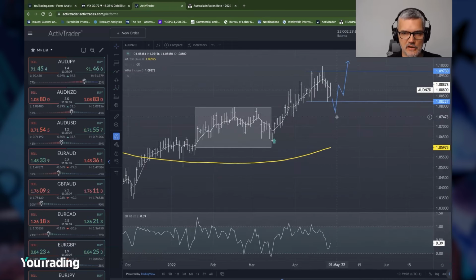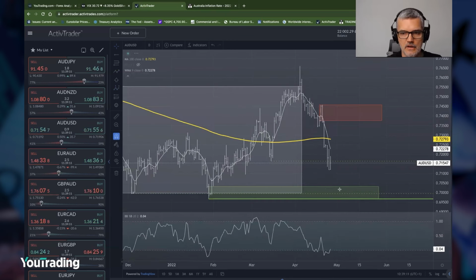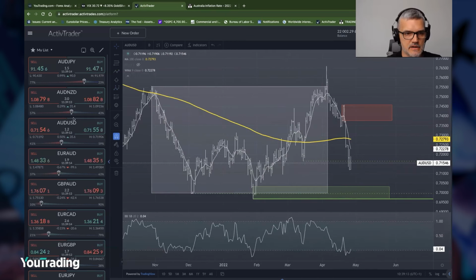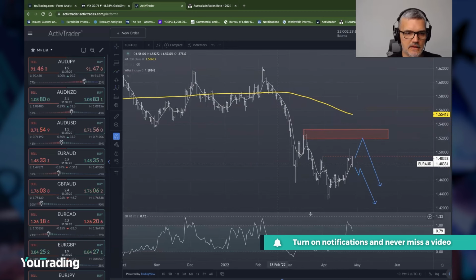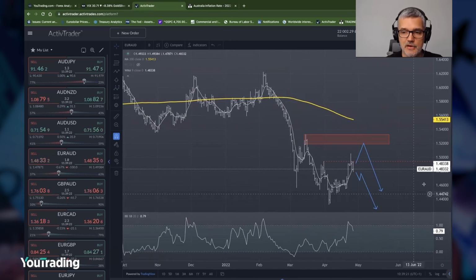Australian dollar versus New Zealand dollar, no trade. Aussie US dollar, no trade. Euro versus the Australian dollar, maybe a short trade. So Aussie yen and then Euro Aussie are probably the two trades that I'll be looking for at the end of today's trading.